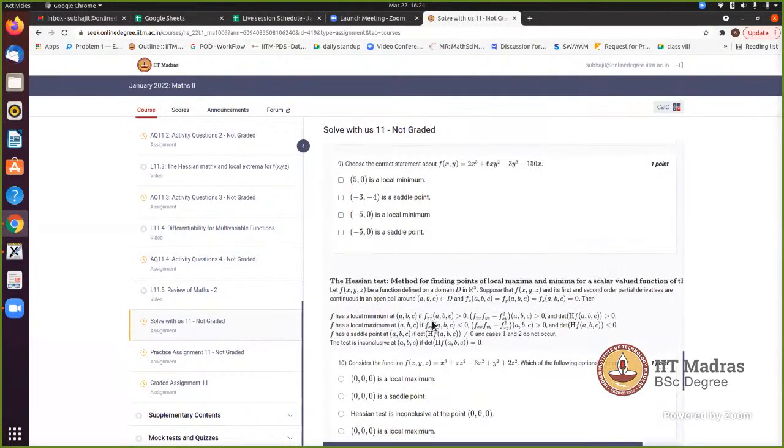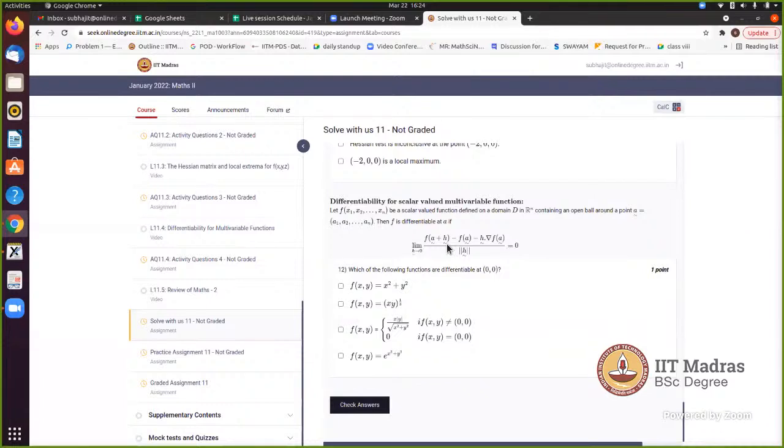If we go to the end of this, so if this is a function of n variable scalar function, and if we take the point A, which is a1 to an, then f is differentiable at a if this limit exists and it is basically 0. That's what we have to check for every function.